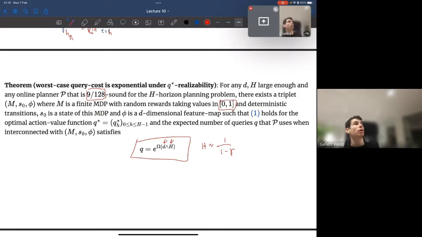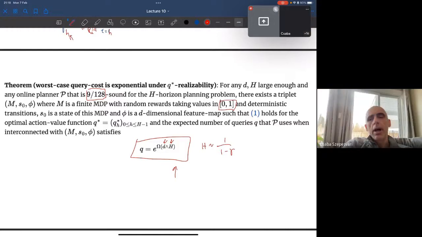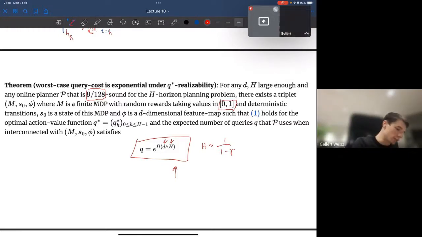And I guess for context, in this case the rewards can be stochastic. If the rewards weren't stochastic and you were able to observe them without any noise, then such a lower bound would not be possible. And I think you guys have probably seen that in the previous lecture. Have you? No, actually not.